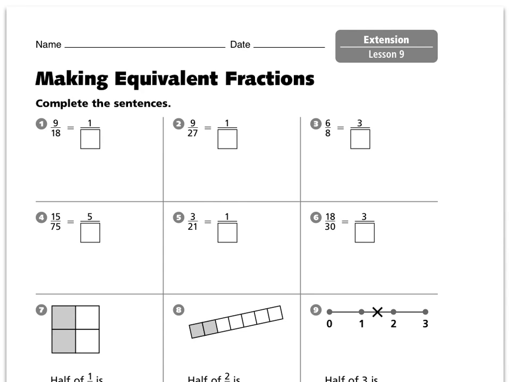Let's look at Chapter 7, Lesson 9 Extension, Making Equivalent Fractions. Complete the sentences. Number 1, 9/18 equals 1 what? So it looks like my fraction is going to be reduced, making it smaller. So if I'm reducing, I'm going to be looking for GCF, because then I can go ahead and divide the top and the bottom by the same number.